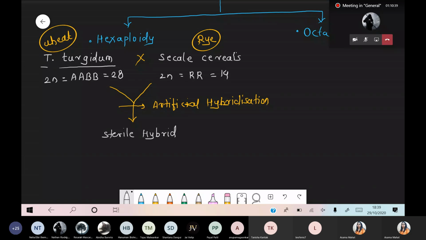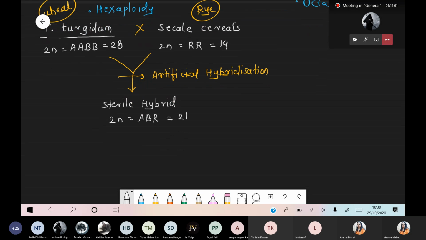And whenever we are talking about the ploidy level, that is 2n is equal to A, B, R, and we are talking about chromosome number total 21. Yes, यहाँ से आ गया 14 plus 7, 21. Yes, true. So these are the 21, which is the sterile one.